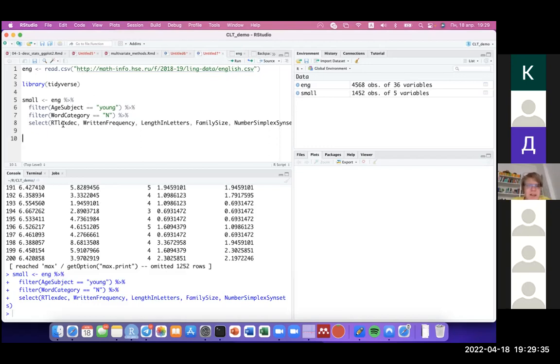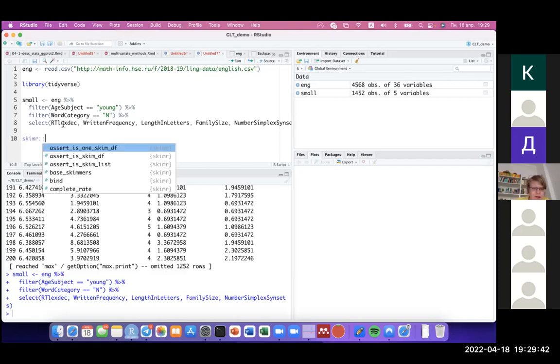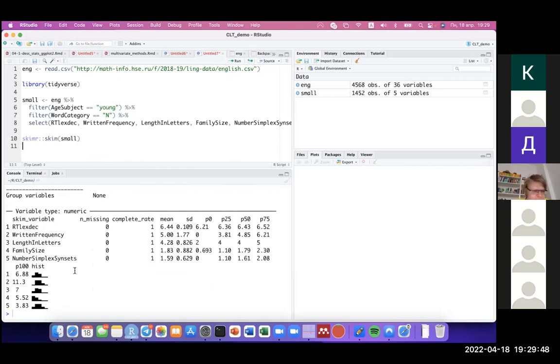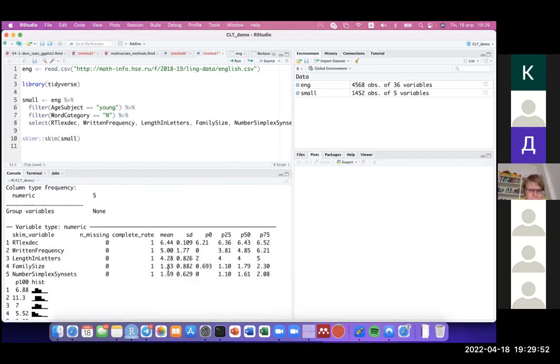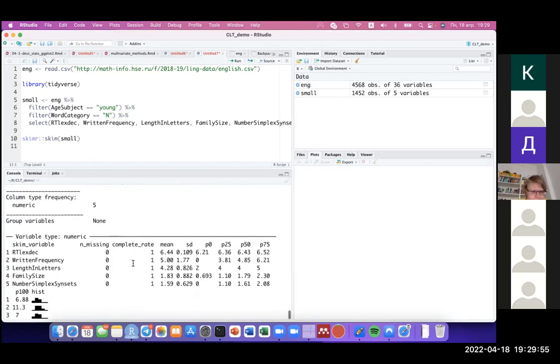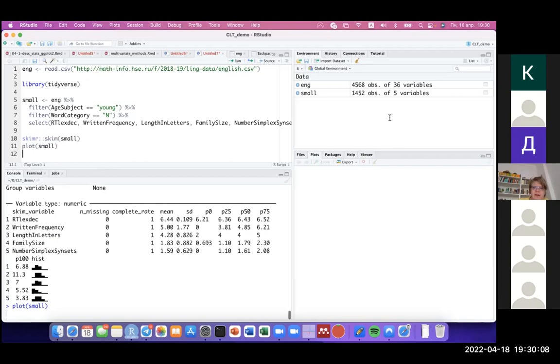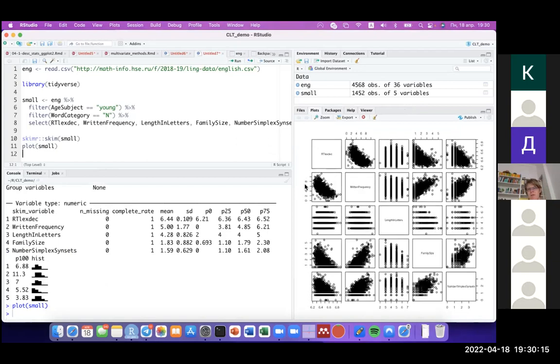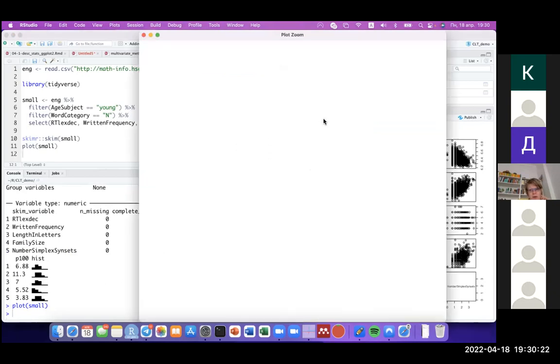So, let's explore this small data set. If you remember, we have a function skim in the skimr package. To explore it, you can see that, yeah, you have no missing values. That's good. We can also plot this with a simple plot function. It will just create pairs of scatter plots for every column to every other column.